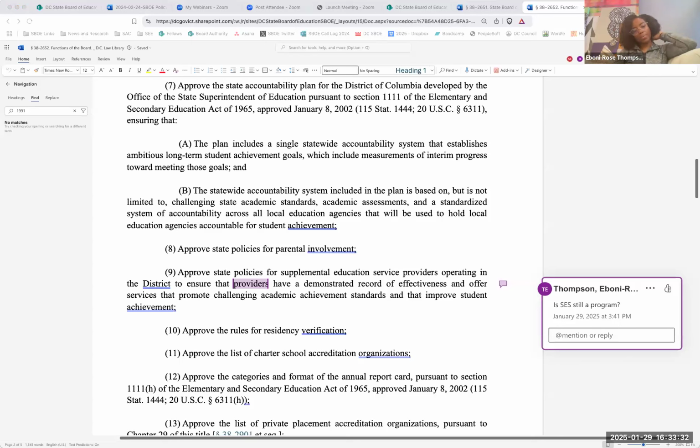Yeah, it would be a pass-through as far as OSSE, but I'm noting that I'm not even sure SES is still a thing. These were providers under NCLB, and we don't have NCLB anymore. So SES is no longer a thing is my assumption, but I want to double check that. I support that, definitely.